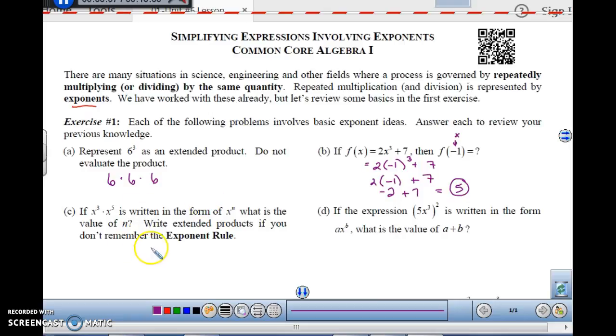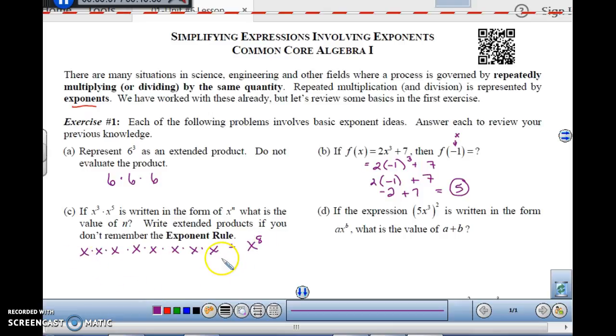All right, let's see if we can do this one. If x to the third times x to the fifth is written in the form x to the n, what is the value of n? All right, now x to the third times x to the fifth, we are multiplying the same base. What do we do with the exponents? Well, we add them. All right, so remember, the reason we do that is x to the third is actually x times x times x. And then x to the fifth is x multiplied 5 times. 1, 2, 3, 4, 5, 6, 7, 8 times we multiply the x. So this is x to the 8th.